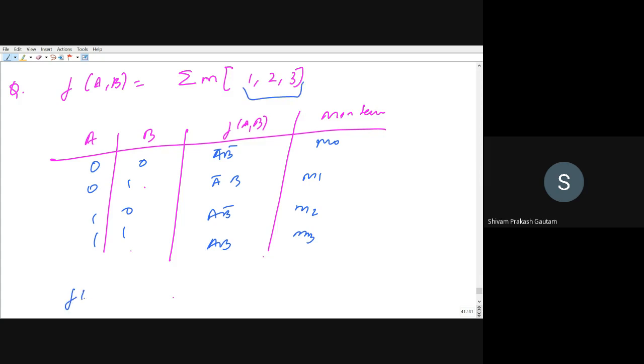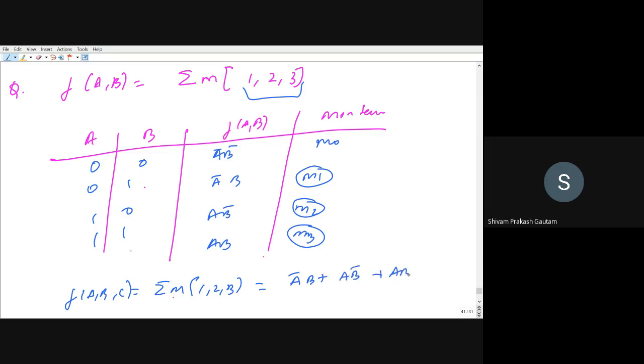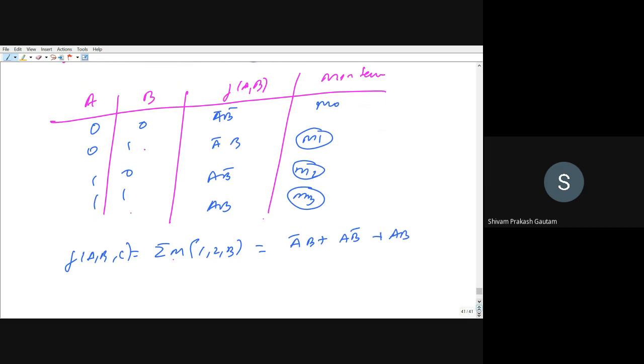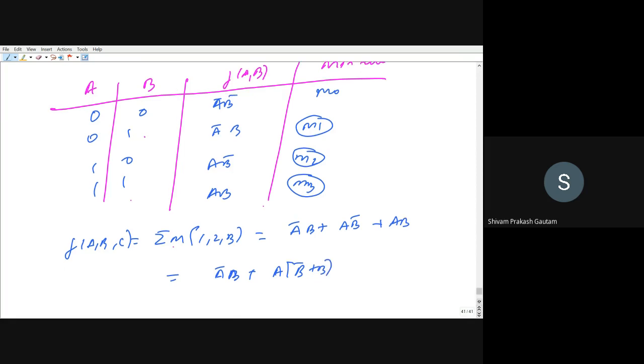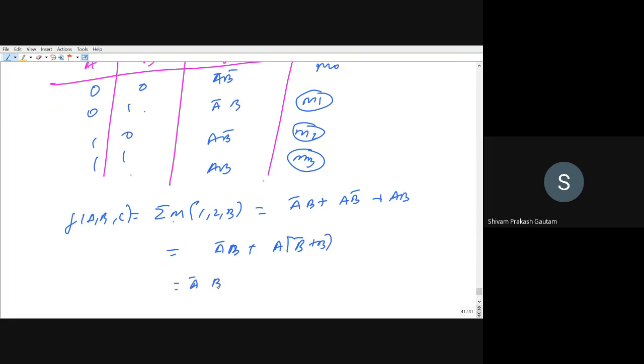So this function is having the summation of minterms 1, 2, and 3. This can be represented by m1, m2, and m3. So these are added: a bar b plus a b bar plus a b, right? We are having 3 minterms. Now you can further reduce this. In a b bar plus a b, you can take a common, so this will be b bar plus b. This can be further written as a bar b plus a.